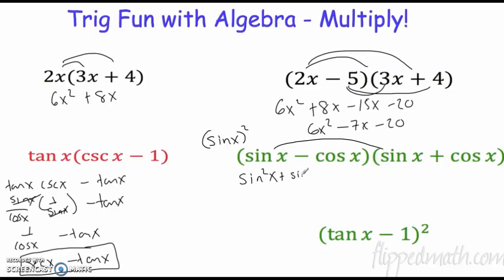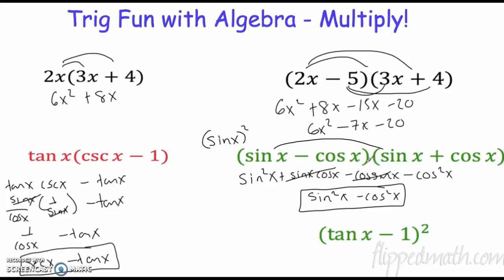Plus sine x times cosine x. And then distribute the negative cosine x, sine x. And negative cosine times cosine is negative cosine squared x. These are the same thing. They don't look the same because they're in different order, but sine x cosine x is the same as cosine sine. So they cancel, so we're left with sine squared x minus cosine squared x.